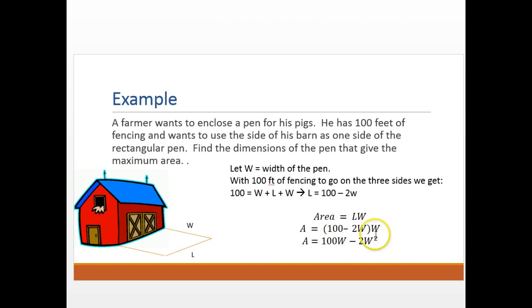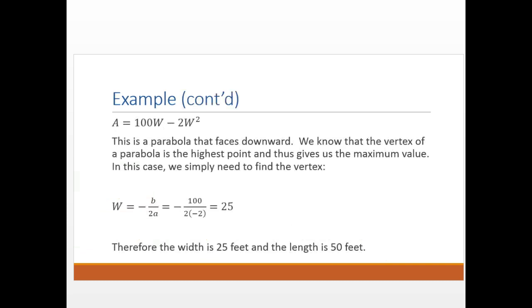Now this is where we have to conceptually understand this problem. This is the formula for a quadratic equation. We know this is a parabola facing downward, and we know the highest point on a parabola facing downward is the vertex. This is a formula for the area, and therefore, if I'm looking for the maximum area, I'm looking for the highest point on the parabola. So I'm not necessarily going to solve this equation. I'm actually going to look for the vertex.